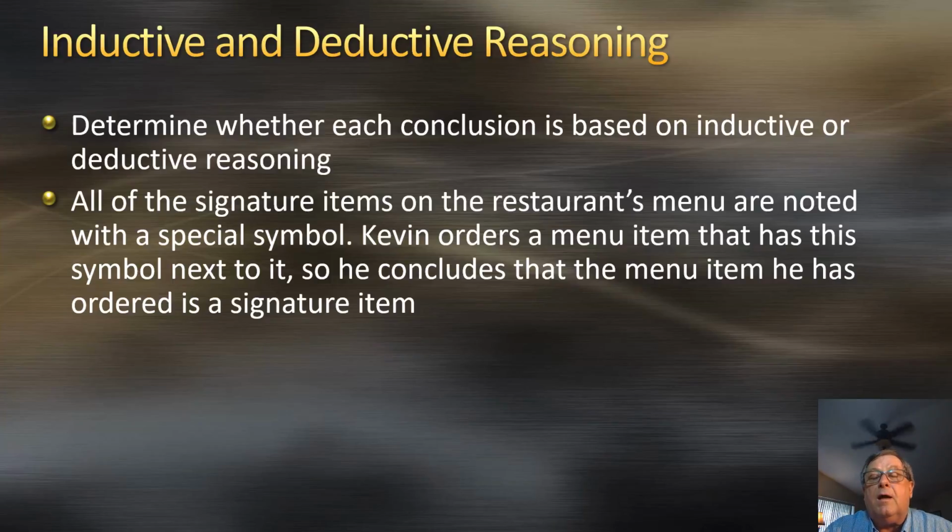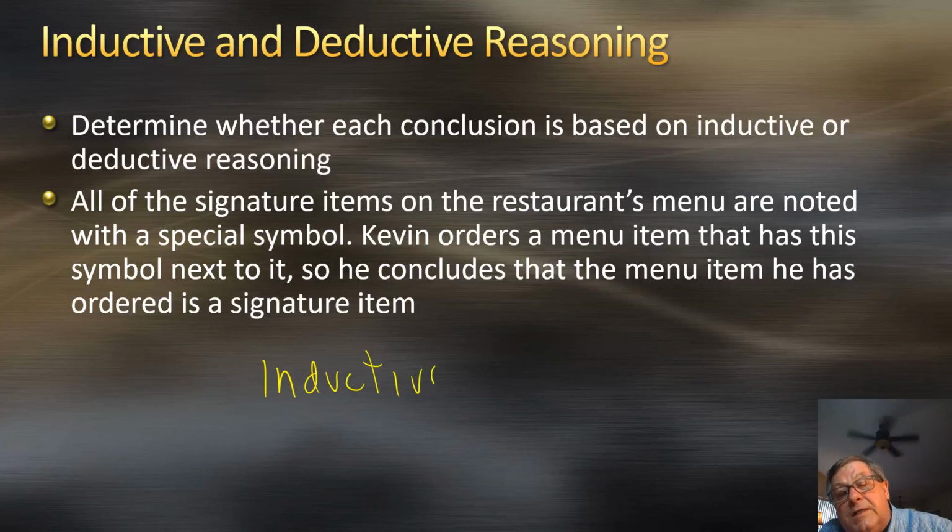So now what have we got? We got a restaurant menu where some of the items on the menu have a special symbol, and those are signature items with the special symbol. Kevin orders one with that symbol next to it, and so he concludes that he has ordered a signature item. Well, is Kevin looking at a fact or a rule or a definition or a property, or is he making an observation or figuring out some form of pattern? I think you'd have to say he's looked and he's seen a pattern, and based upon that pattern, he's making a conjecture. So we would say that this is inductive reasoning.